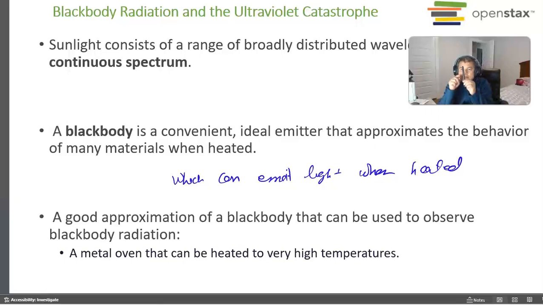For example, if you heat it, it will produce light. A good approximation of a black body can be used to observe black body radiation. So how do you observe the black body? Because it absorbs all the light. Black body means that it can absorb light. Now how do we know that? We will find what kind of radiation the black body is giving at a particular temperature. That way we can see the black body.